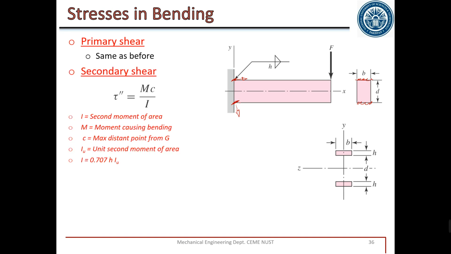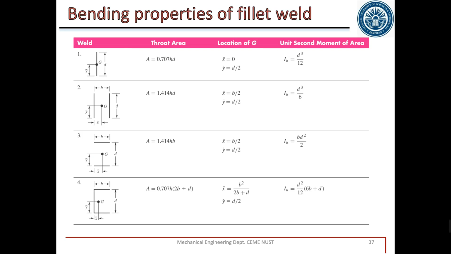For secondary stress, we have tau double prime equals M c by I. What is M? M is the bending moment, c is the maximum distance from the origin, and I is the second moment of area. Just like before, you don't need to go into all the detail. We have another table which gives us all the values in the case of bending stresses.